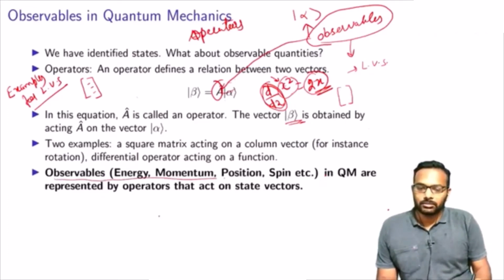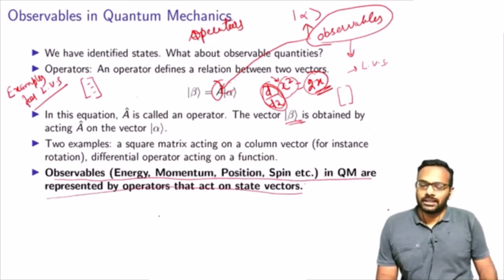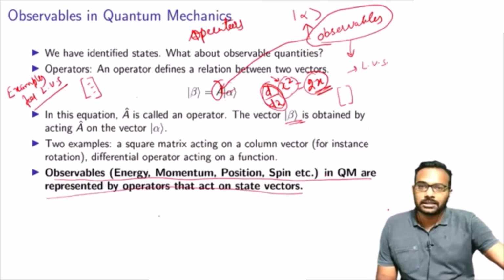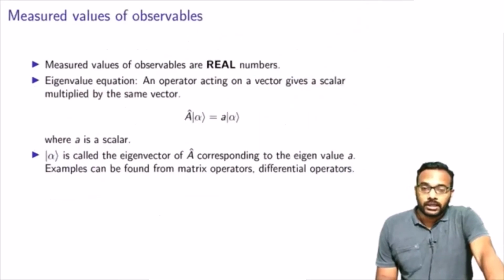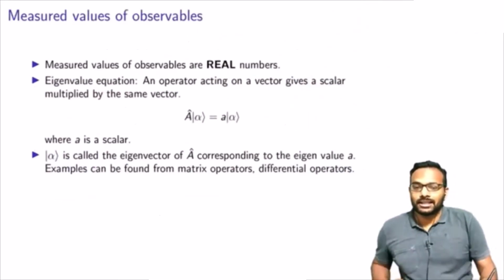Observables like energy, momentum, position, spin, etc. in quantum mechanics are represented by operators that act on state vectors. All right, operators that act on state vectors. Now there is another problem.